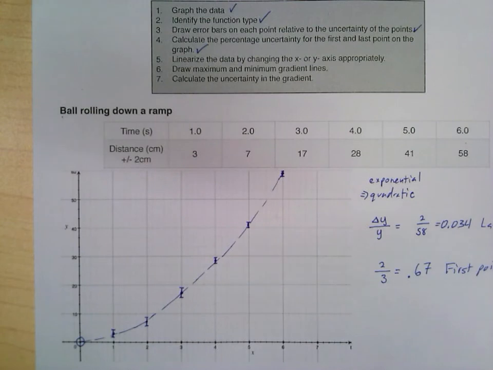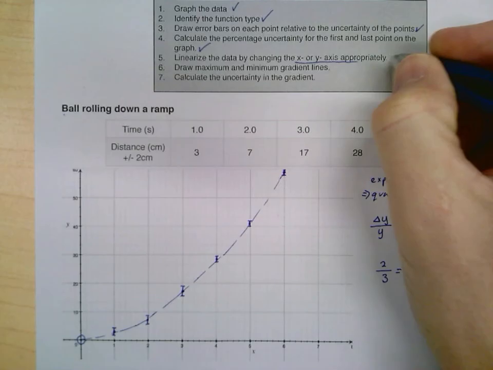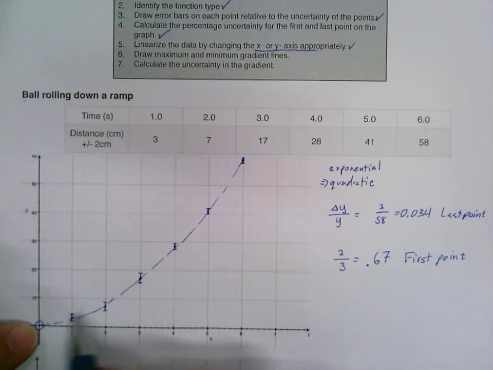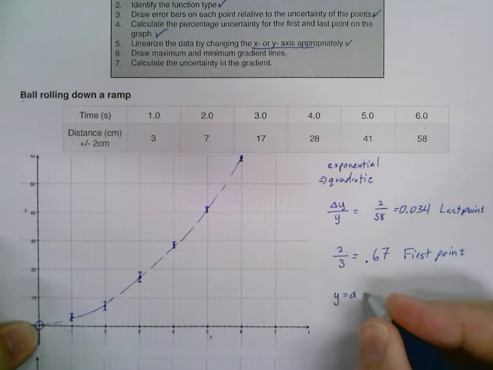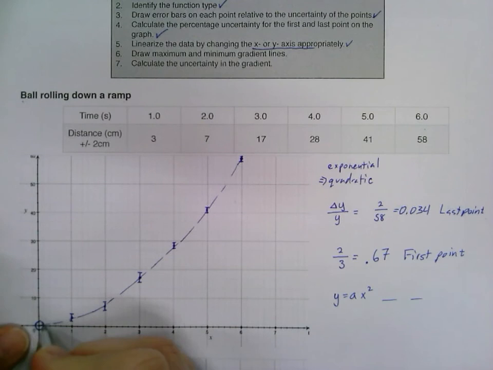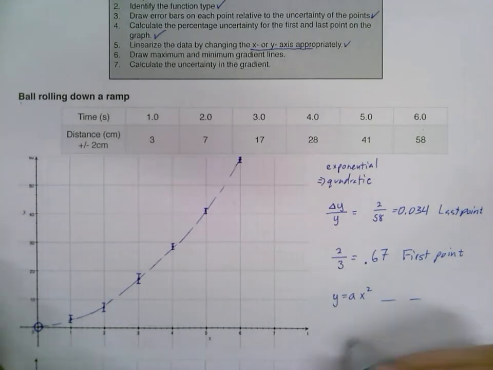Now, the next step is the biggie. We're going to linearize the data by changing the x or y axis appropriately. Okay, so here's the theory behind this. If this is really a quadratic, then you could write it as an equation, y equals ax squared. Now notice I don't have the bx plus c. That's because it's going through apparently 0, 0. So I don't need the linear term or the constant term in my quadratic because those are the things that cause it to move around. So it would be y equals ax squared.